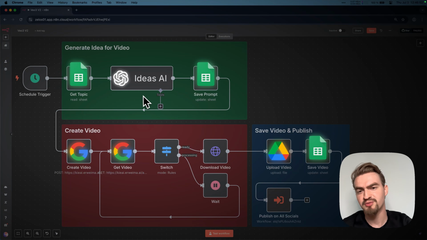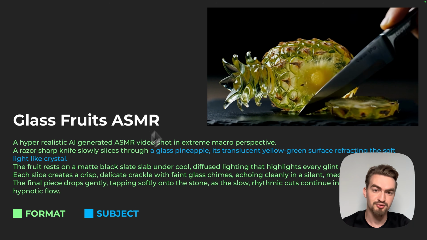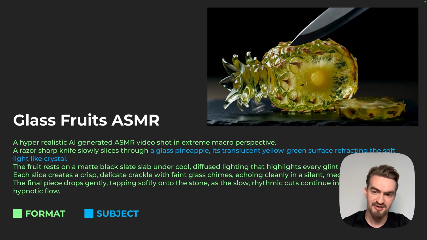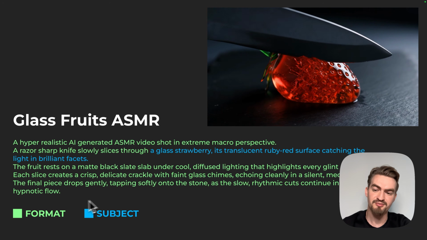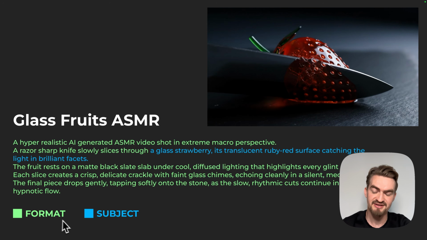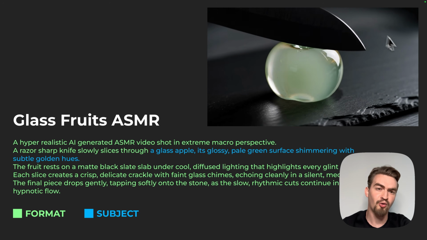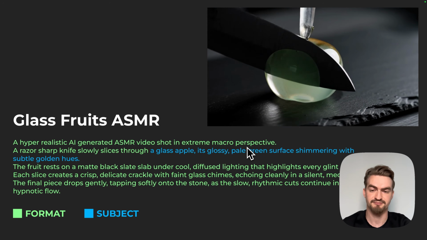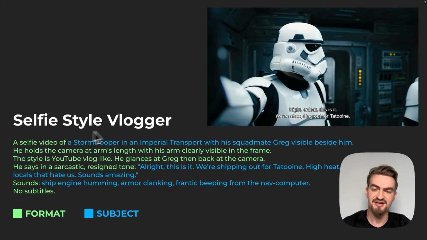So the secret of this automation is our Ideas AI. And what it does, it creates this kind of prompts that we're passing to Veo 3 to create this kind of videos. And like you can see, the most part of the prompt stays the same, it's the format, and only the subject is changed. And this changes the whole outcome of the video. Alright, this is it. Or like with the selfie style vlogger.